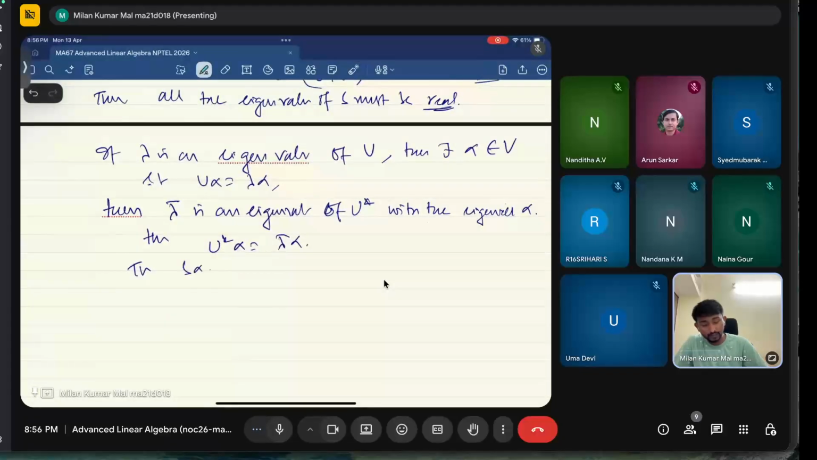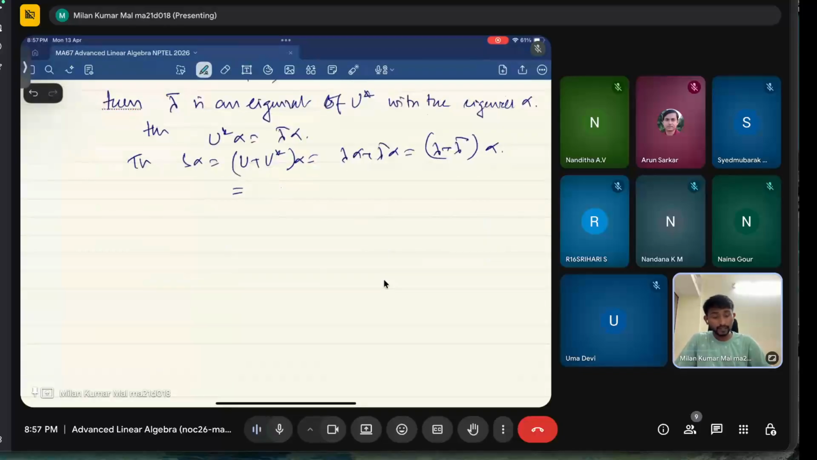Then note that s alpha is equals to u plus u star whole alpha. That will be equals to lambda alpha plus lambda bar alpha. That is equals to lambda plus lambda bar whole into alpha. So that means whatever the eigenvalue. Now what is this? This means two times the real part of lambda. This lambda plus lambda bar is actually two times the real part of lambda, whole alpha.